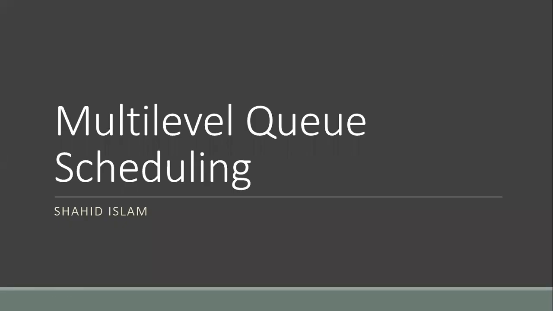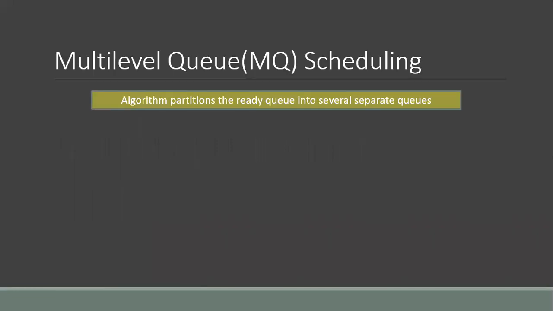Multi-level queue scheduling. In multi-level queue scheduling, the algorithm partitions the ready queue into several separate queues.